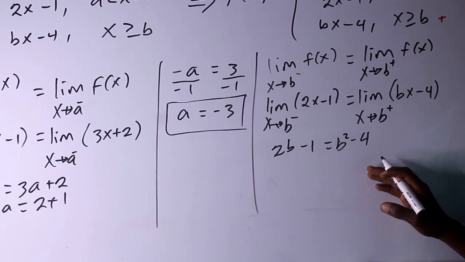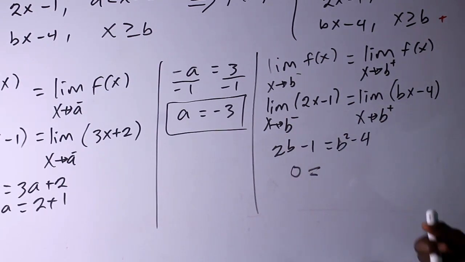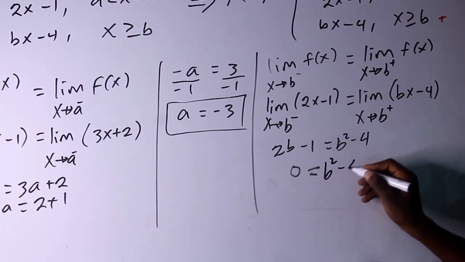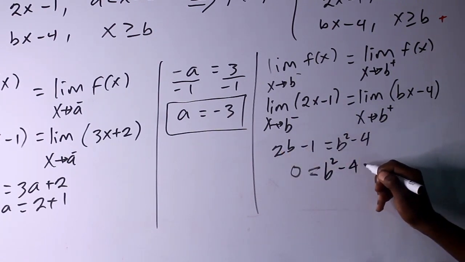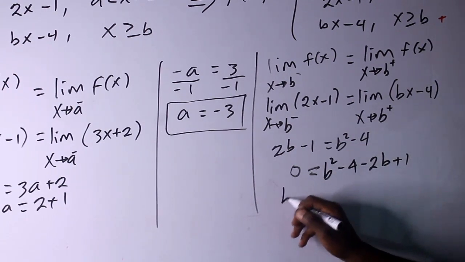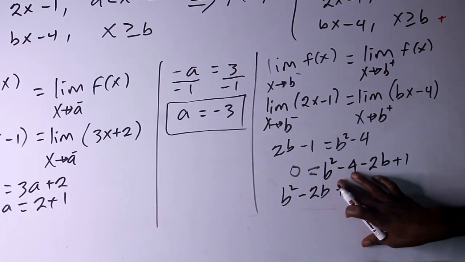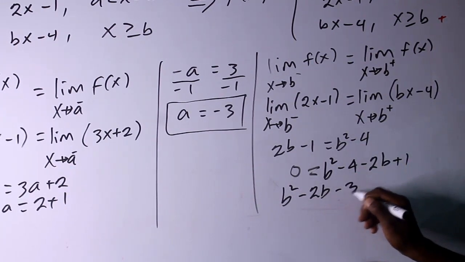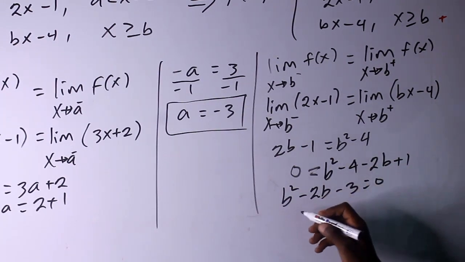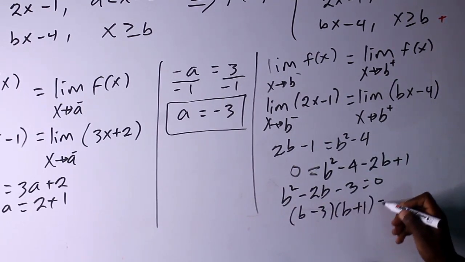So there's a quadratic equation in b, and we need to send this across. So we send everything here across, we have 0 is equal to b squared minus 4. This 2b comes across, it becomes minus 2b, and then this 1 goes across, it becomes plus 1. In other words, we have b squared minus 2b minus 4 plus 1, which is minus 3, equals 0. B squared minus 2b minus 3 equals 0. To solve b, we factorize the expression. So we have b minus 3 times b plus 1 equals 0.